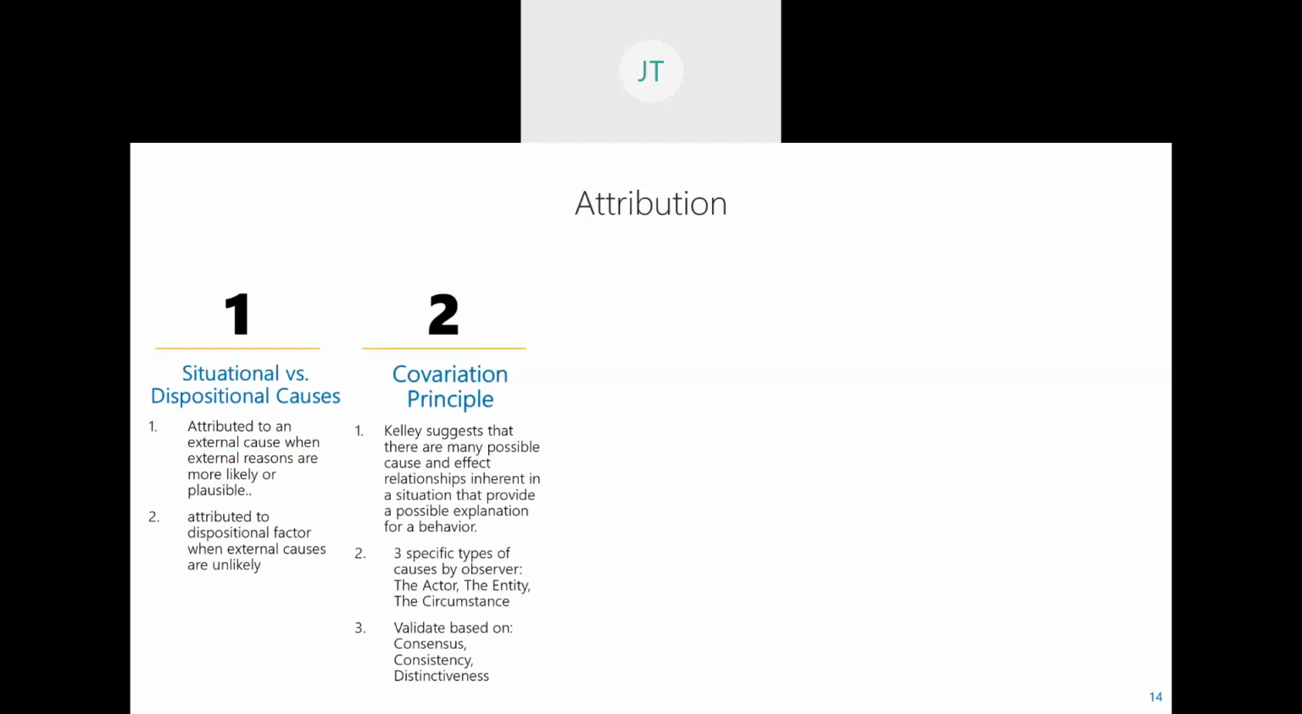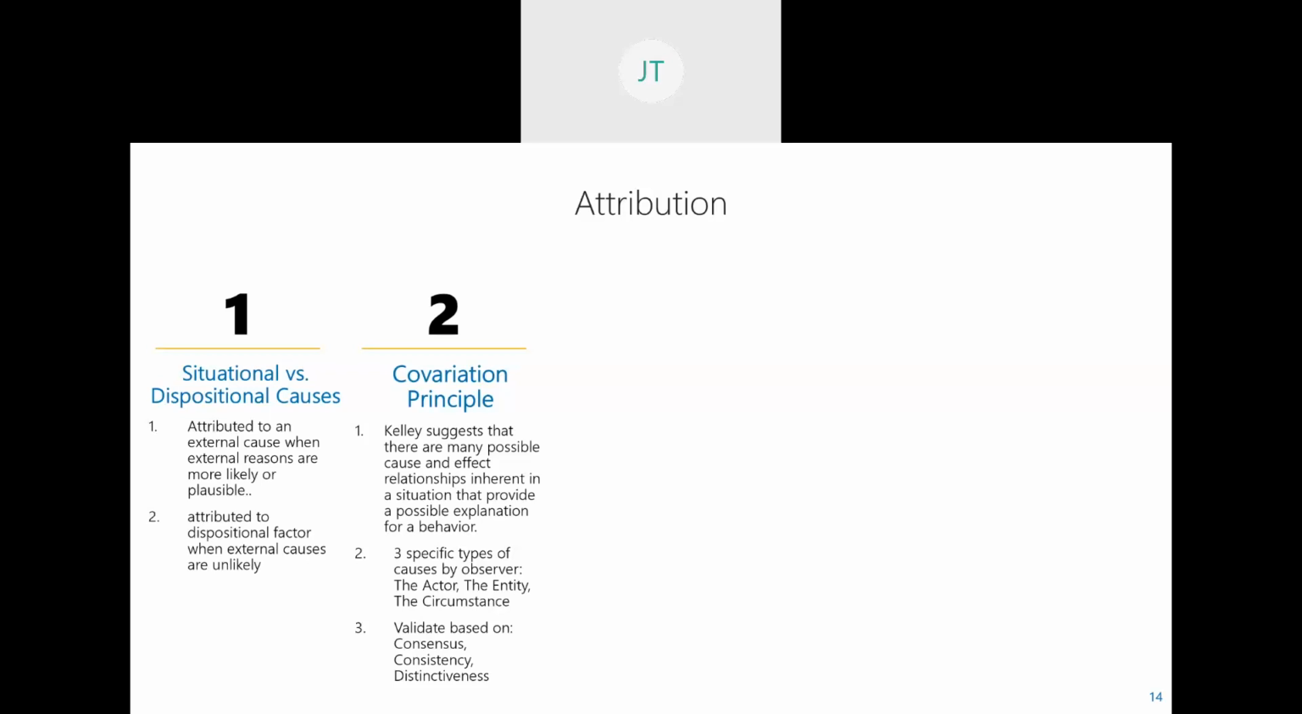The covariation principle is again very powerful. Kelley suggested that, and I'm not going into too much detail here on the second and third points, and we'll again look at a matrix to remember it simply. From an observer's perspective, the cause gets divided into three parts. Either the actor did it, the entity on which it happened is the reason, or the circumstance. So which angle do you want to look at it from, right? The actor, the entity, the circumstance. And then to validate our judgment about the attribution, we also have three aspects.